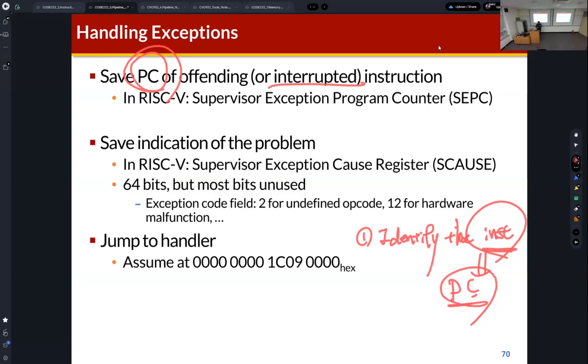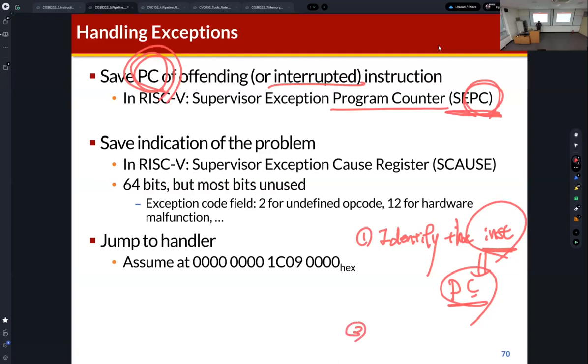RISC-V also has a register that can store the program counter of the instruction that causes an exception. This register is called SEPC, the supervisor exception program counter. It means that if an exception is detected in a certain instruction, the program counter of this instruction is stored in SEPC.